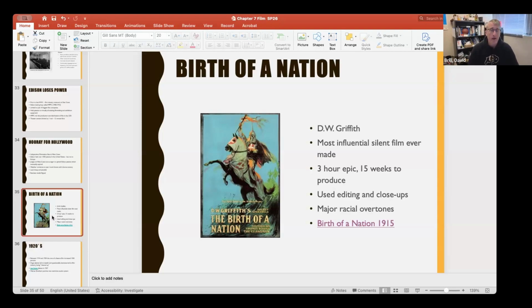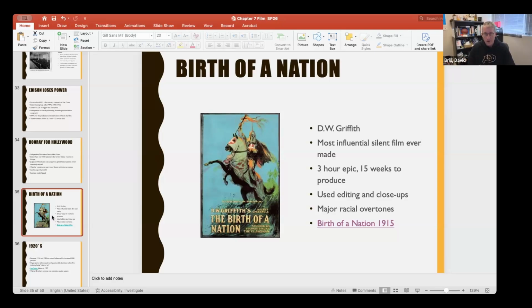Griffith, and he made a film called The Birth of a Nation. If you've heard of Birth of a Nation, you may have heard of it in terms of its innovative style, but you probably have heard more about it because it has a darker side to it, which I'll get into in a second. Suffice to say, it's the most influential silent film ever made, and it was 3 hours.